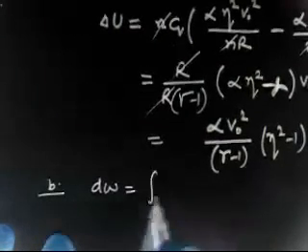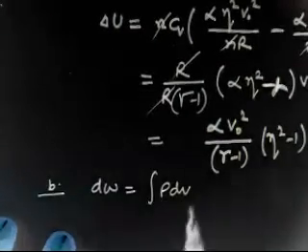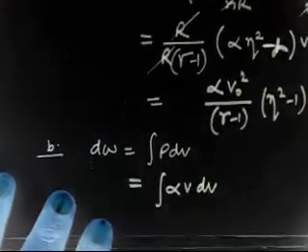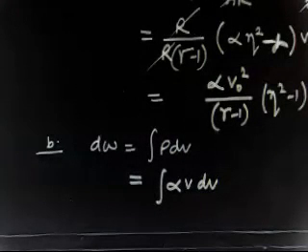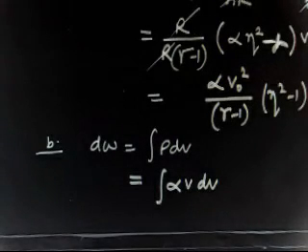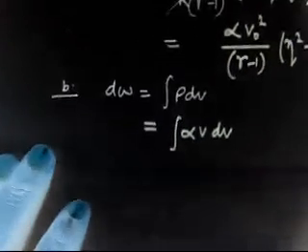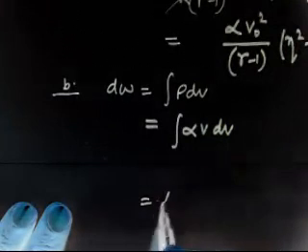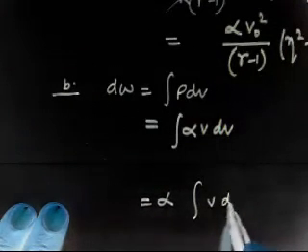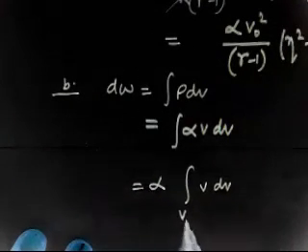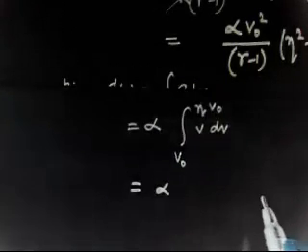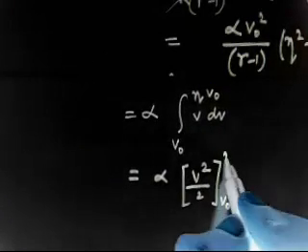dW is nothing but the integral of P dV, and P is given by alpha times V. Are you getting it or not? Things are very easy now. So for dW I basically integrate alpha times V dV. Alpha is a constant, so I can take it outside, and integrate V dV. The initial volume is V naught and the final volume is eta times V naught. So this is V square by 2, alpha V square by 2 from V naught to eta times V naught.